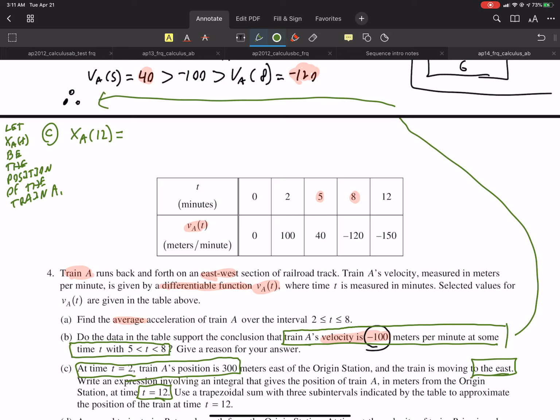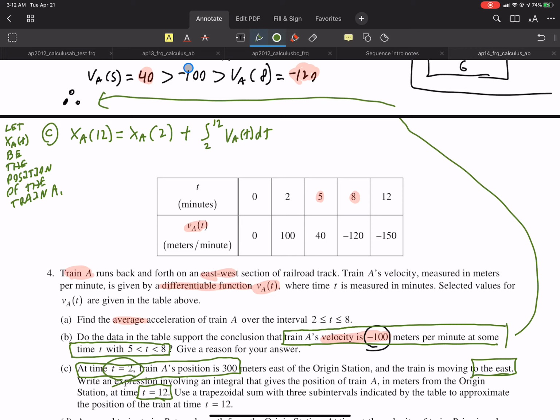This is the fundamental theorem, so I need to know the starting position. I need to know the position of train A at 2. I use 2 because we know 2. Plus how much the position of the train changes. How do you find that? If you integrate from 2 to 12, VA of t dt, that gives you the change in position of A. So we're starting at 2, we're ending at 12, so I know the position at 2, and then someone tells me how much it changes from 2 to 12, because this is actually x prime of A. The integral of x prime of A gives you the change in x of A. So that is my formula.